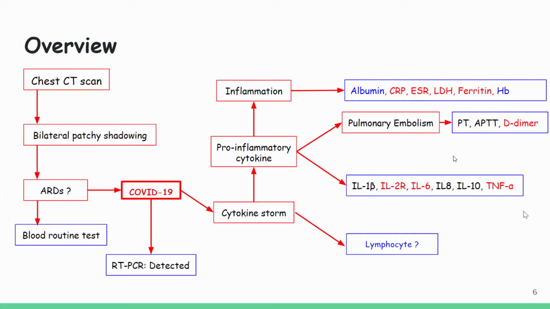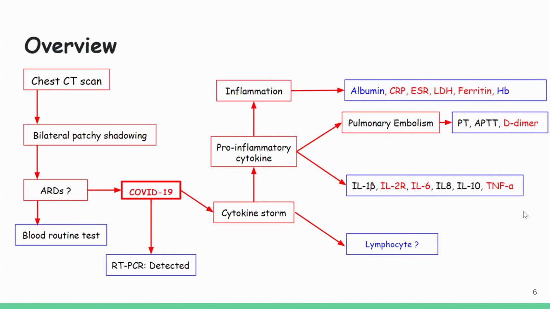First, the first evidence is a bilateral patchy shadowing, which reflects the ARDS syndrome, and then we suspect that COVID-19 may cause that syndrome. We get the result of the RT-PCR to confirm that this patient is infected by COVID-19, and then we are going to guess what caused the ARDS.